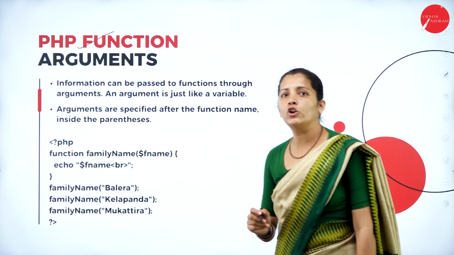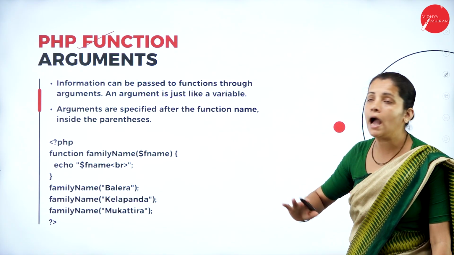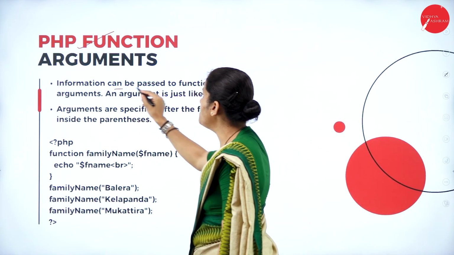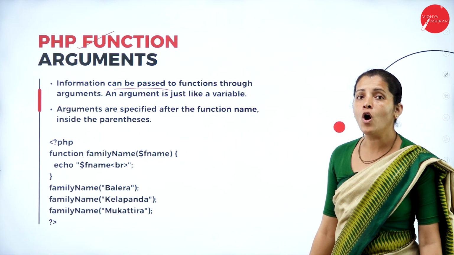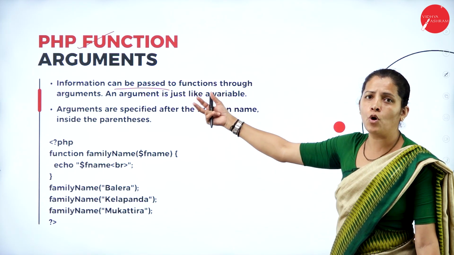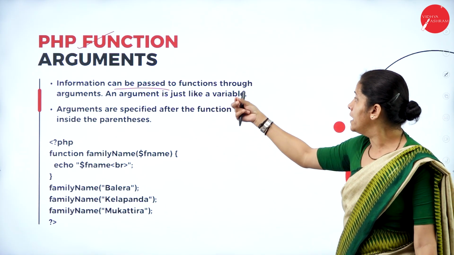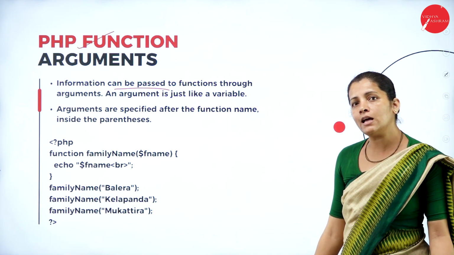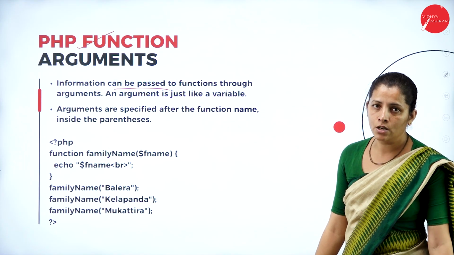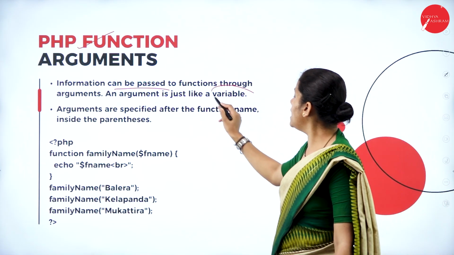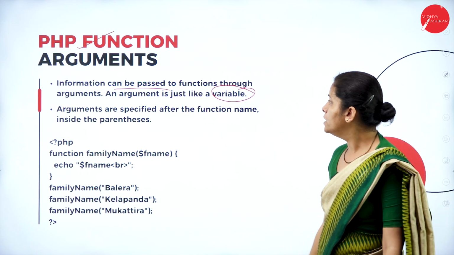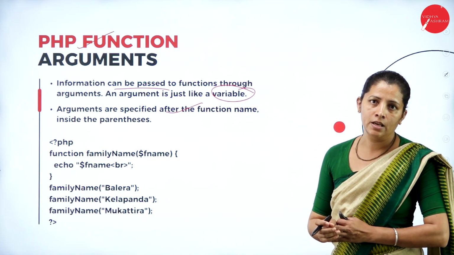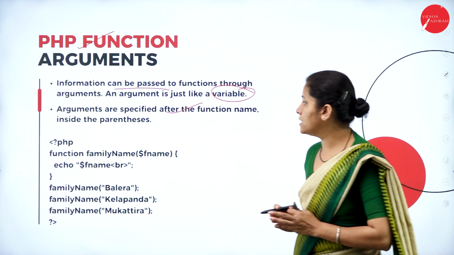Now, PHP function arguments. In the sense, how can I pass the argument? Information can be passed in the form of arguments. Information in the sense, values are passed in the form of arguments. And what about arguments? Arguments are nothing but variables. It's like a variable. Arguments are specified after the function name, and they should be inside the parentheses.